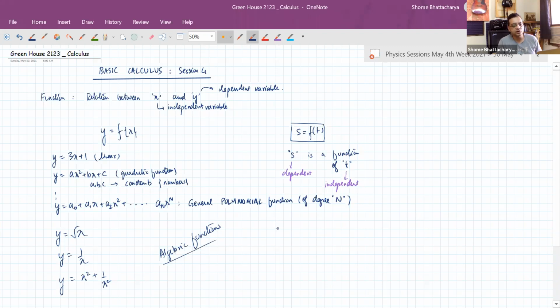Apart from algebraic functions, we can also have things like this: y is equal to sine of x, or y is equal to cos of x, or y is equal to sine of x plus cos of x, or any such relation, tan of x. These are all examples of what we call trigonometric functions. So a couple of new types of examples that we've seen here, and the definition of the polynomial function that we've discussed here. You can just note these things down. Other than that, you already have these in your notes.